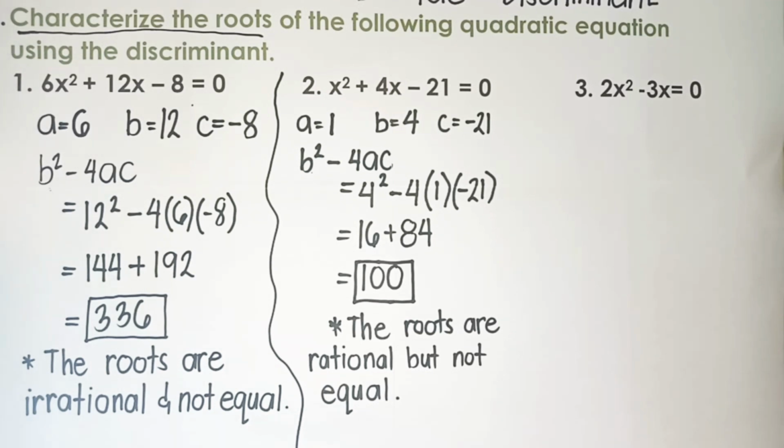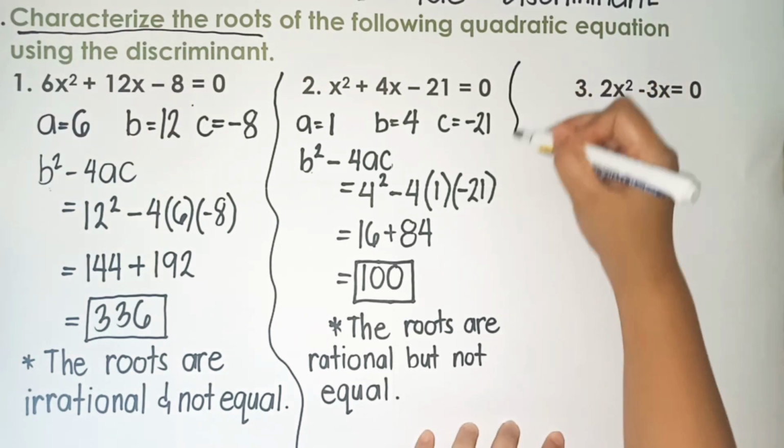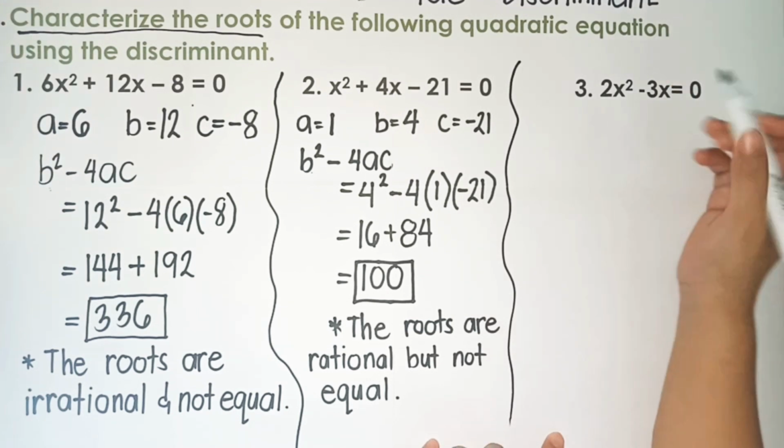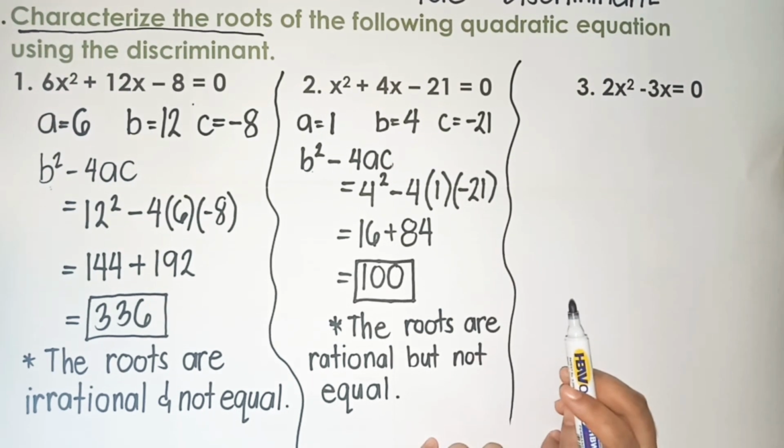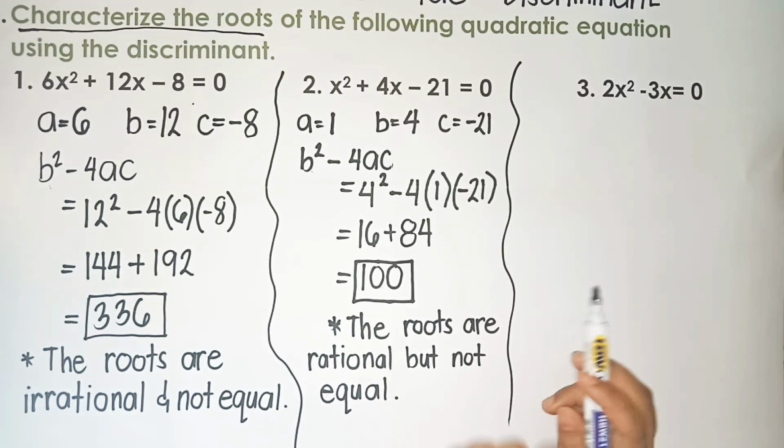Okay, now is example number 3. We have given 2x squared minus 3x equals 0. So let's characterize the roots of this equation. 2x squared minus 3x equals 0. If you notice, it is already written in standard form.